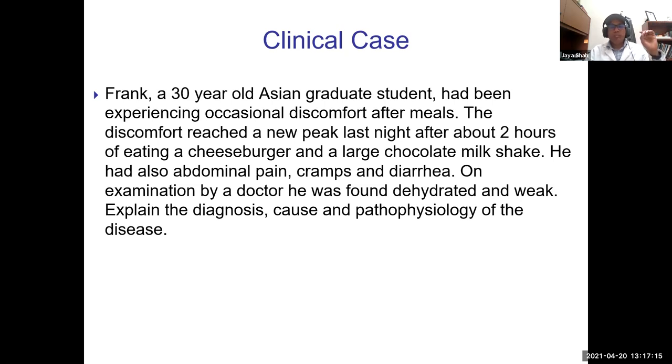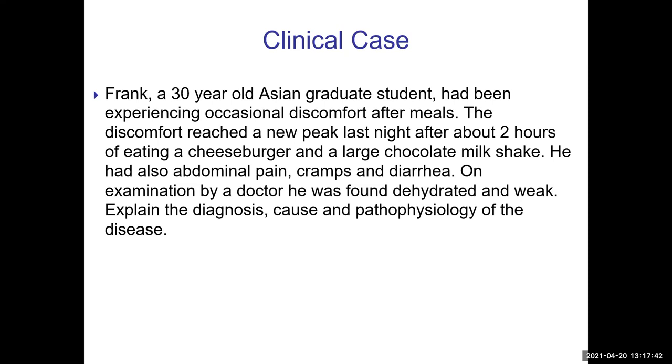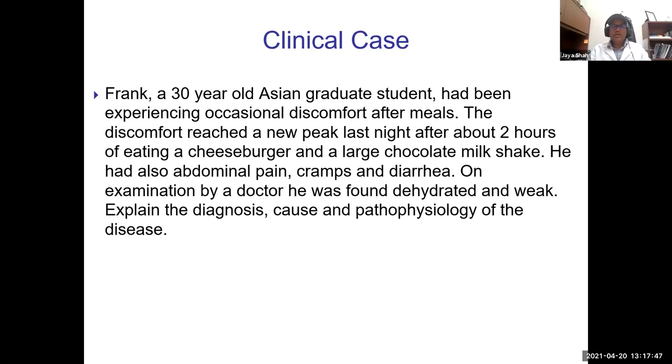He had also abdominal pain, cramps, and diarrhea. That means whatever he has eaten has not been absorbed. On examination by a doctor, he was found dehydrated and weak. Explain the diagnosis, cause, and pathophysiology of the disease. Looking at this clinical case, what kind of clinical case do you think this is? Possibly lactose intolerance, a lot of milk going in. This is lactose intolerance, and we'll see what happens in lactose intolerance, okay?